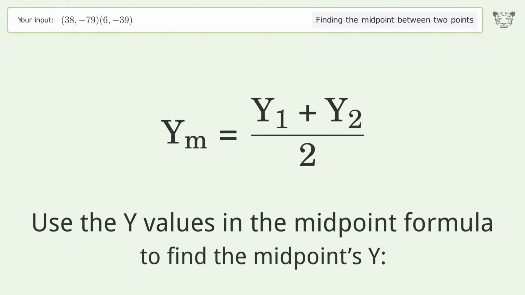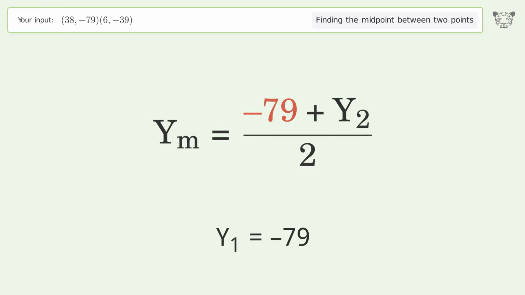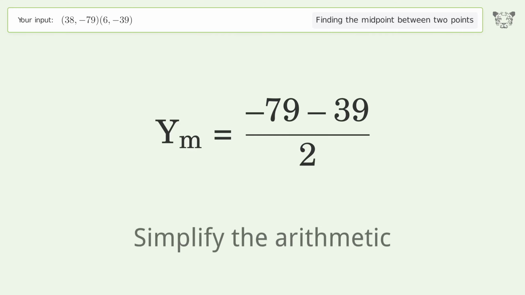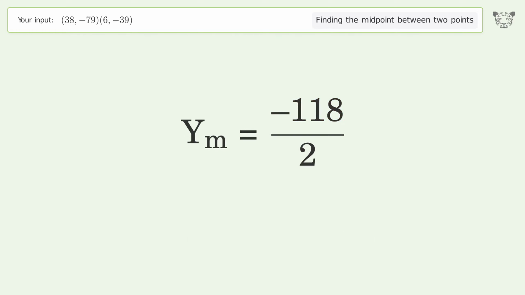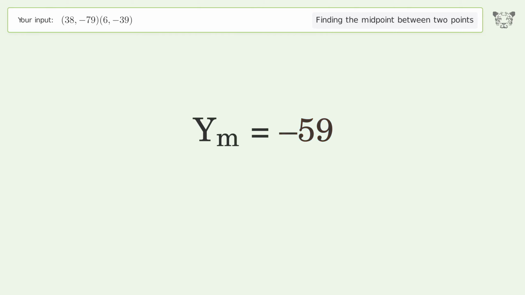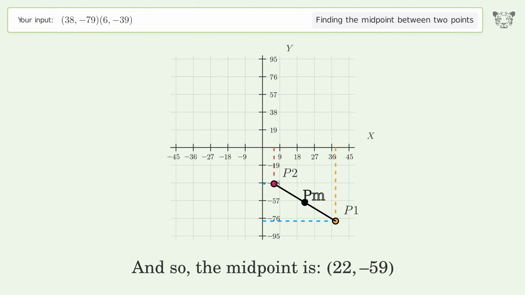Use the y values in the midpoint formula to find the midpoint's y. y1 equals -79. y2 equals -39. Simplify the arithmetic. And so, the midpoint is 22, -59.